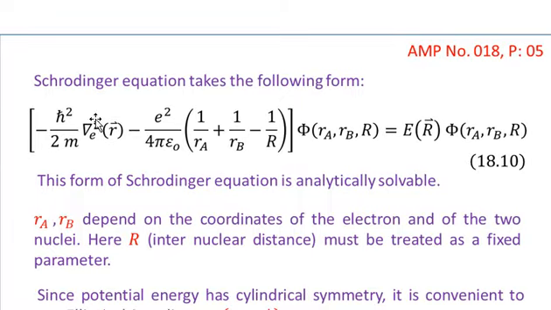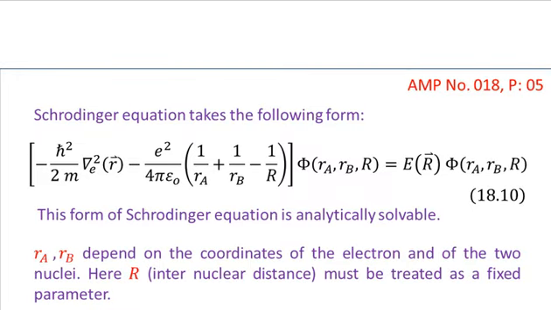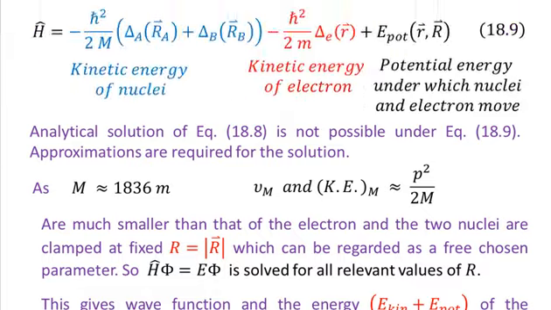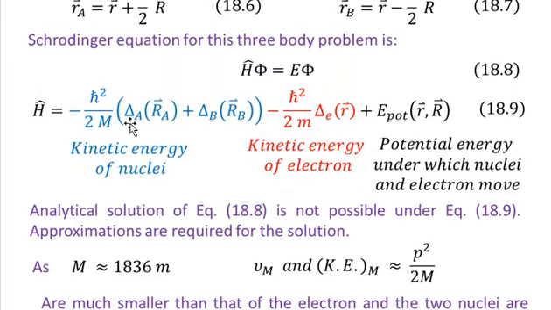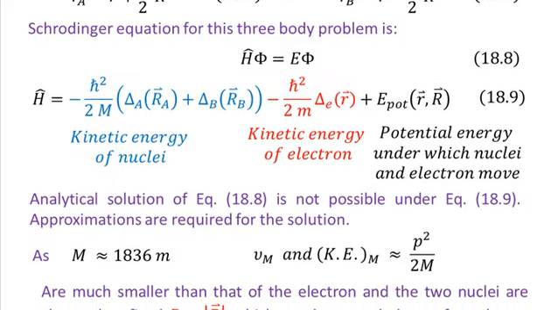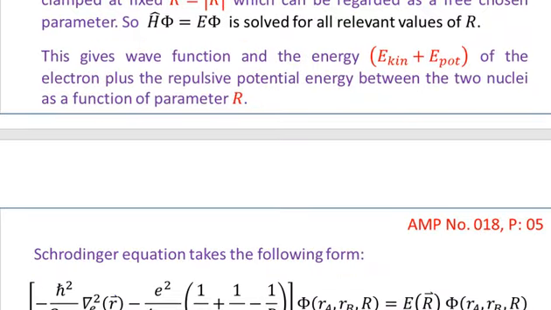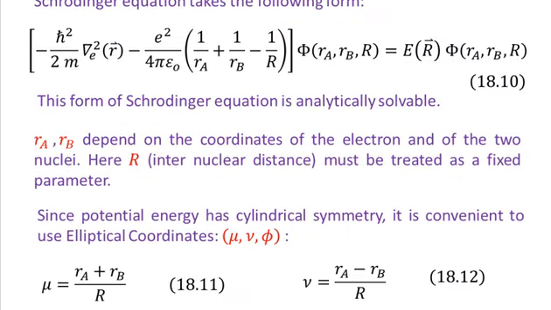Now you see that I have written the Schrodinger wave equation in the following form. Here I have removed the del operator quantities, that is, I have removed the terms corresponding to the kinetic energy of the nuclei. So this blue term has been omitted, will be disregarded, because its magnitude is much smaller in comparison with the magnitude of the quantity in the red. So our Hamiltonian operator is simplified, and this simplification is shown in equation number 18.10.